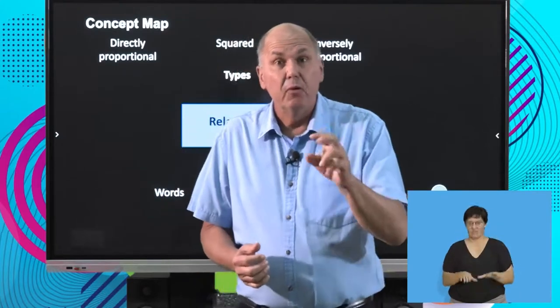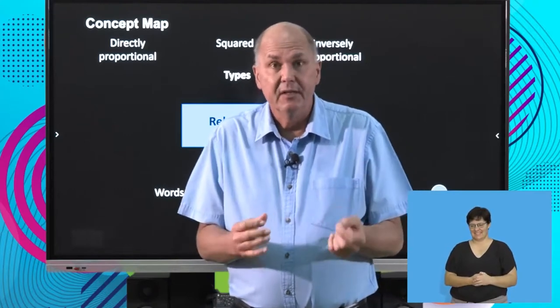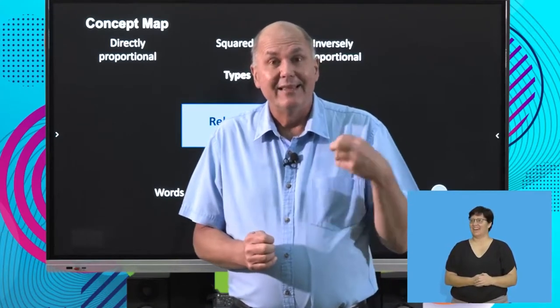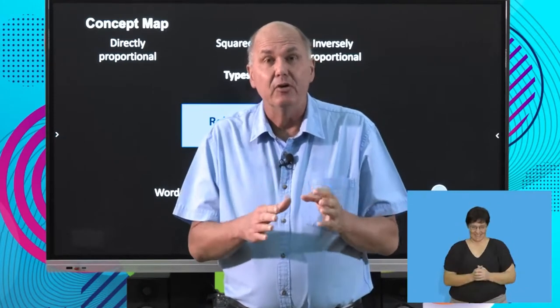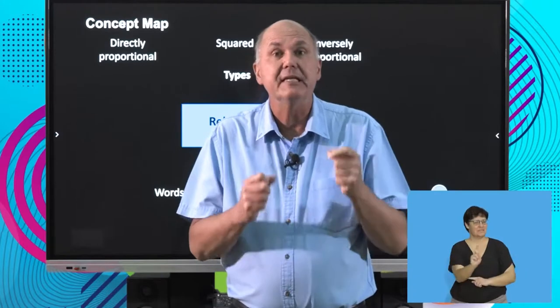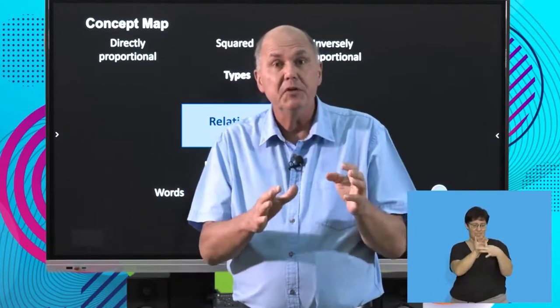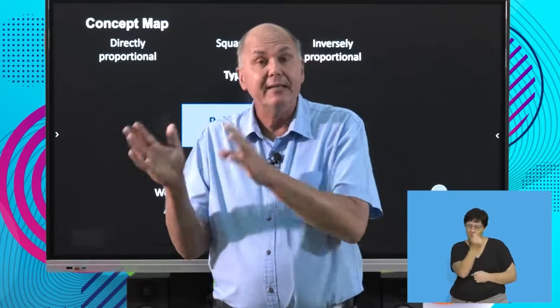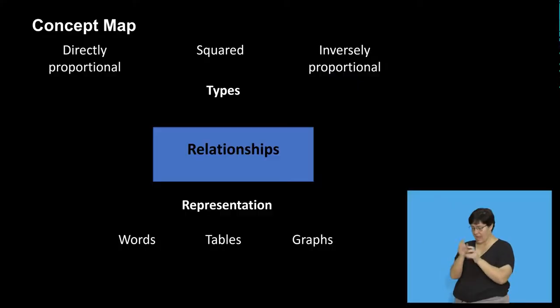We've been exploring relationships that we find in both physics and chemistry. We've looked at the directly proportional relationship, and now we're going to take a look at what it means when we say something is inversely proportional, how we can represent that in words, in a graph, and in a table, and compare the two types of relationships.